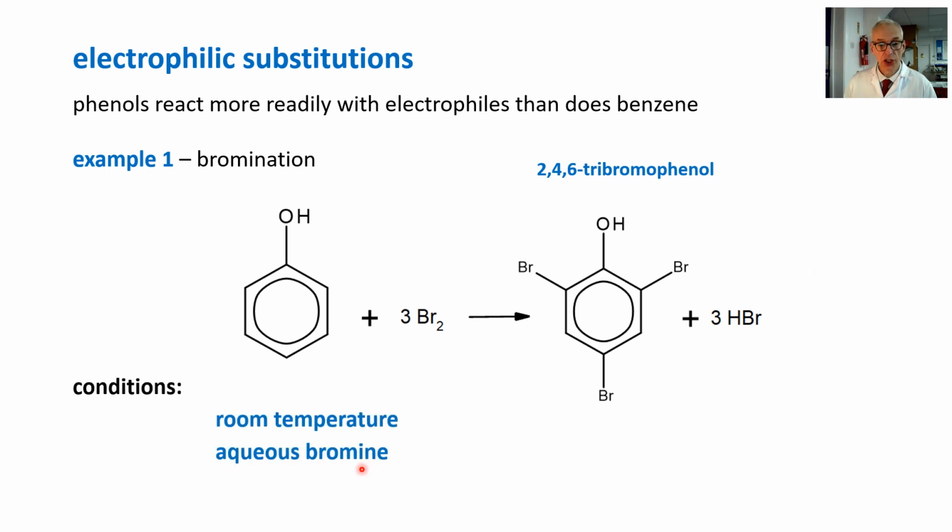The conditions are room temperature and aqueous bromine. Room temperature and aqueous bromine. Now cast your mind back to the reactions of benzene with bromine, the bromination of benzene. What were the conditions for that? If you're not recalling those conditions, check back through your notes before we go on to the next slide.